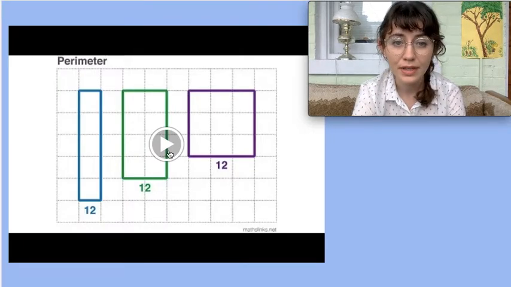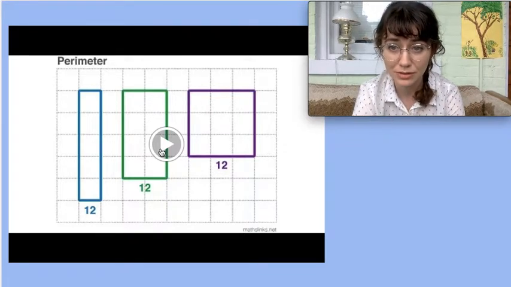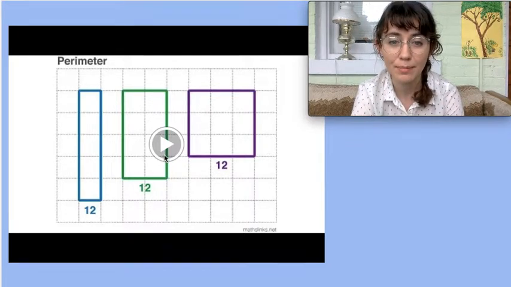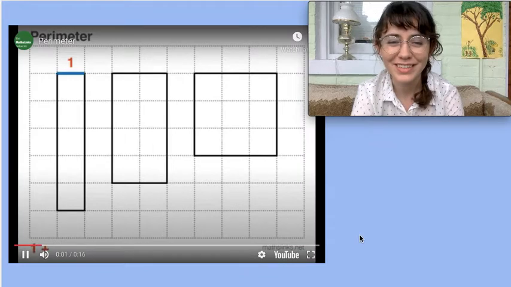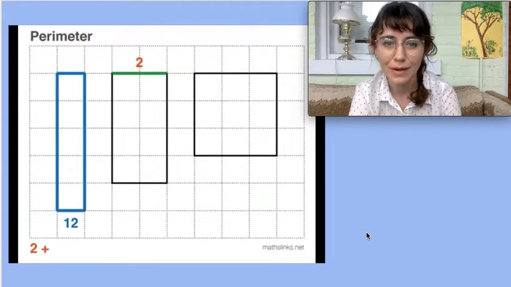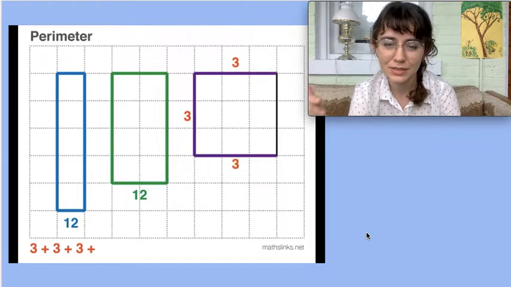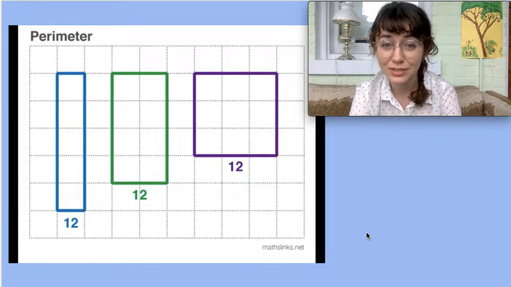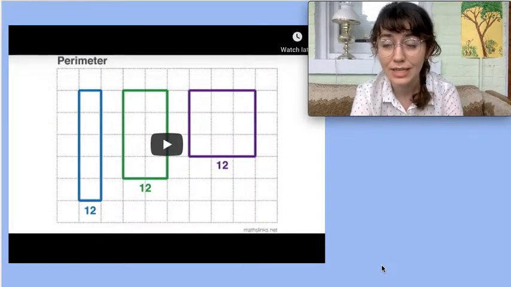So let's take a look at this grid of unit squares and looking at perimeter. I've got a little video to show you. Oh, well, maybe I'll link the video below. Oh, there it goes. So watch, we're finding the perimeter of each of these rectangles. That one was 12. Now we've got 2 plus 4 plus 2 plus 4, which is 12. And then we have 3 plus 3 plus 3 plus 3, which is 12. So each of those rectangles was 12 units in its perimeter.